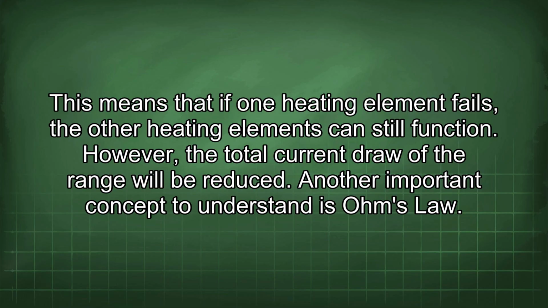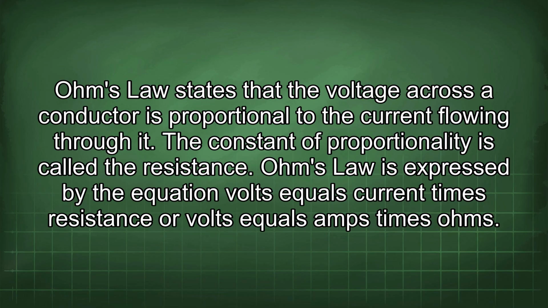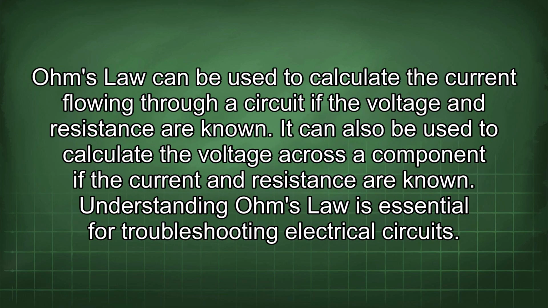Another important concept to understand is Ohm's law. Ohm's law states that the voltage across a conductor is proportional to the current flowing through it. The constant of proportionality is called the resistance. Ohm's law is expressed by the equation volts equals current times resistance, or volts equals amps times ohms. Ohm's law can be used to calculate the current flowing through a circuit if the voltage and resistance are known. It can also be used to calculate the voltage across a component if the current and resistance are known. Understanding Ohm's law is essential for troubleshooting electrical circuits.